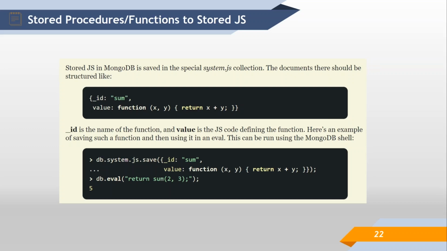So if you see, underscore ID, before that I will have my function names. My function name is sum. What is the value for that function? That means what is the definition of it? Function x, y, and it returns x plus y. So this is a very simple example which returns the addition of the two numbers.